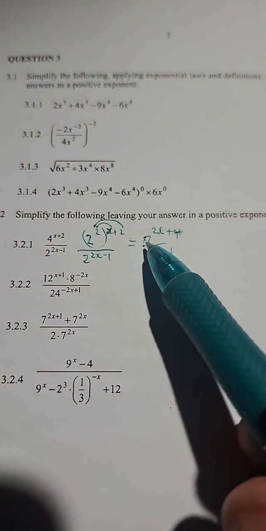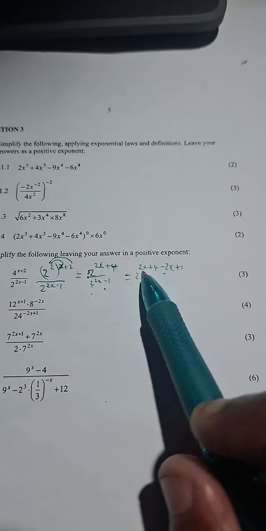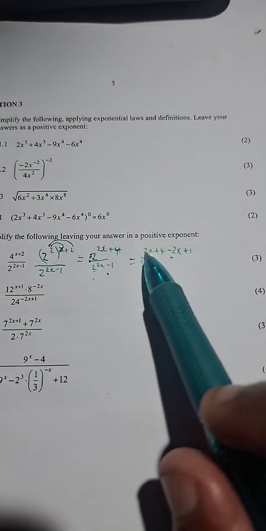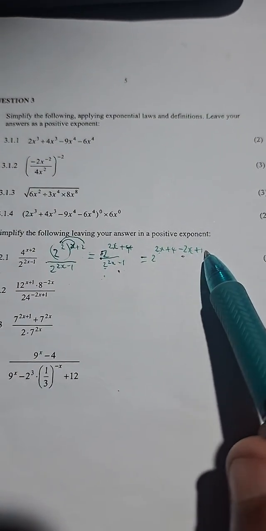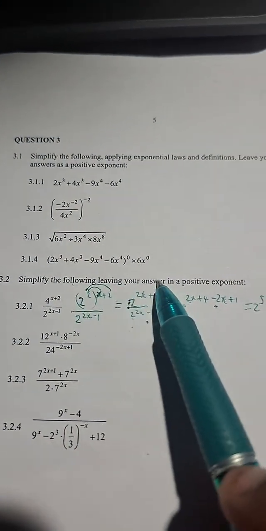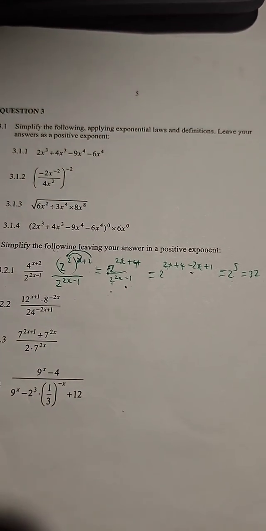Then if the bases are the same, what do we do? We keep the base and subtract the exponents. So this will be base 2, 2x plus 4, then at the bottom minus 2x, and the negative 1 becomes plus 1. The signs for the denominator change the minute we subtract the exponents. Then what's 2x minus 2x? That's 0. What's 4 plus 1? It's 5. So we're left with 2 to the power 5, which is equal to 32. But the question says simplify and leave your answer in a positive exponent, so I would most likely leave the answer as 2 to the power 5.